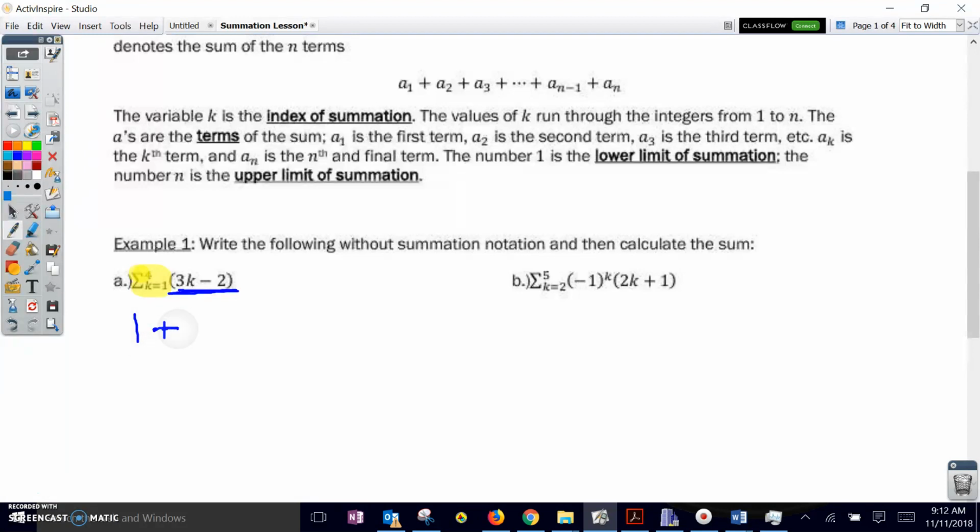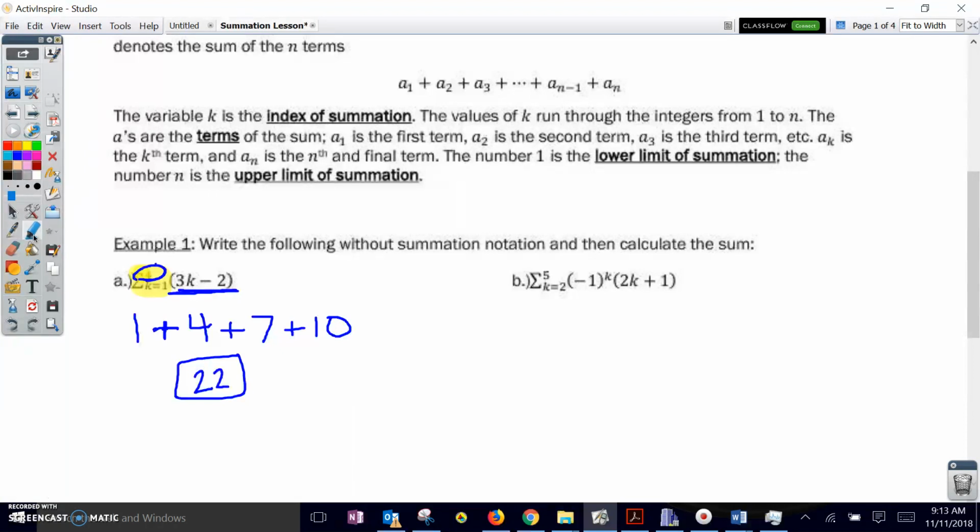And then we're going to get our second term by substituting 2 in there. 3 times 2 is 6 minus 2, that's 4. Then we're going to substitute 3 in there, and that gives us 7. And then we're going to substitute 4 in there, and that gives us 10. And then we're done because our upper limit of the summation is 4. And we'll add all those together, and we get 22 for the value of the sum from 1 to 4 of 3k minus 2.